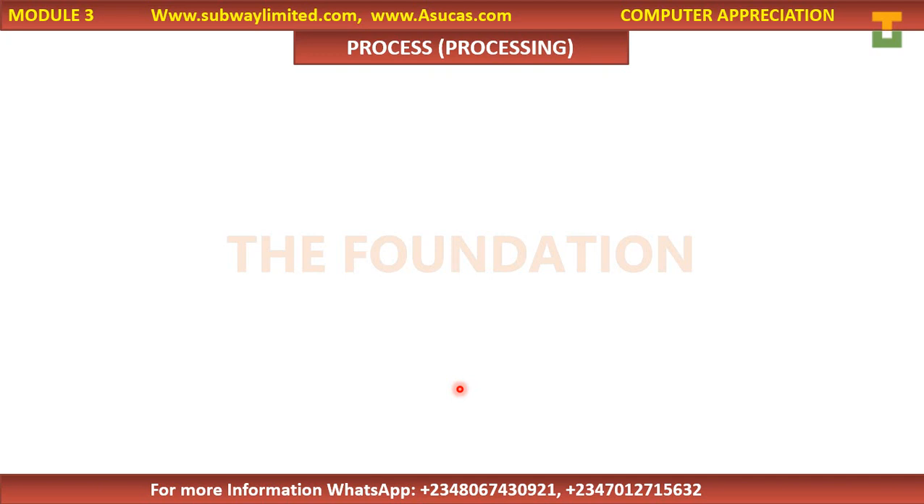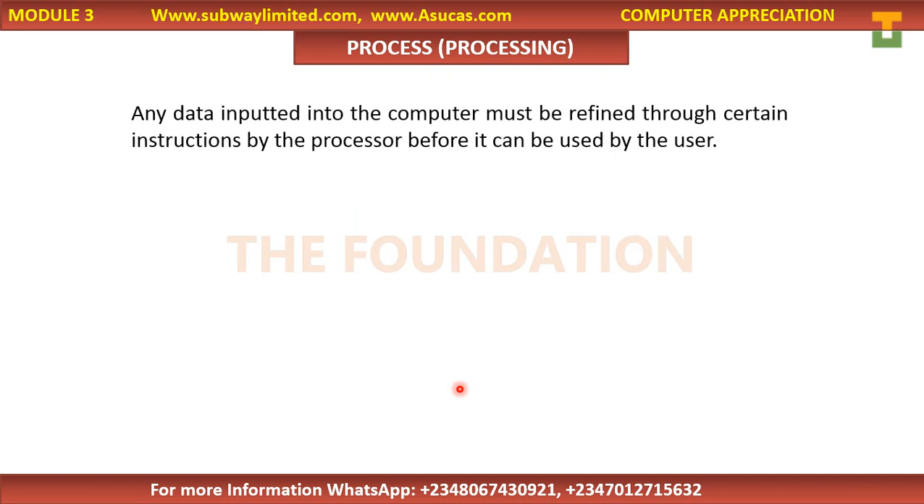Process. When we say process or processing, most of these things are English words. So any data inputted into the computer must be refined through certain instructions by the processor before it can be used by the user. So the activities, maybe you give a bold letter, or as you can see this design, you like this design the way it is. Some are yellow, some are white, some are black. Before this recording is made, I have to sit down and type this thing, process it, design it. So how will it look? I must make it appealing to end users so that it will give them the needed value.